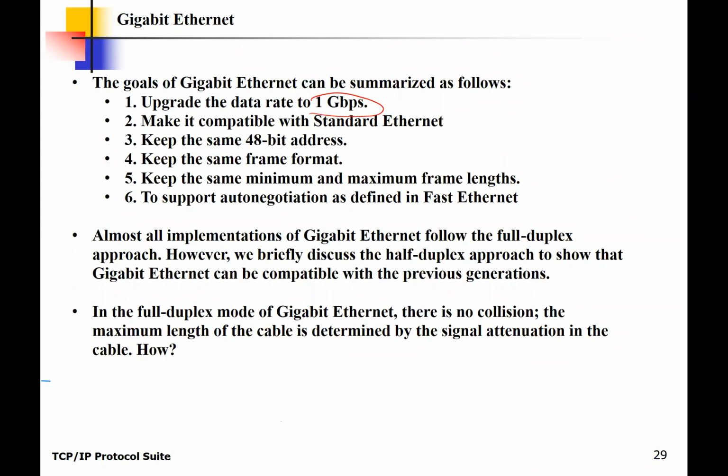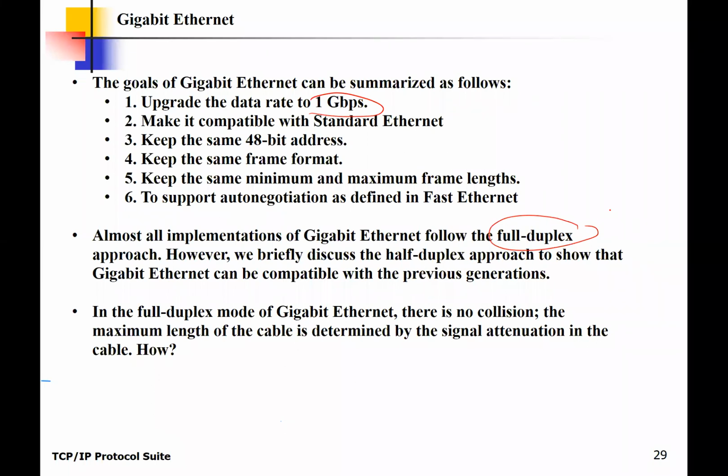What else did we do? We left the frame format the same. We did not change that. And we still kept the auto negotiation. So if I'm 10, I will still be able to communicate with 1 gig Ethernet. So that's very important. Almost all 1 gig Ethernet uses full duplex. What does the full duplex approach mean?